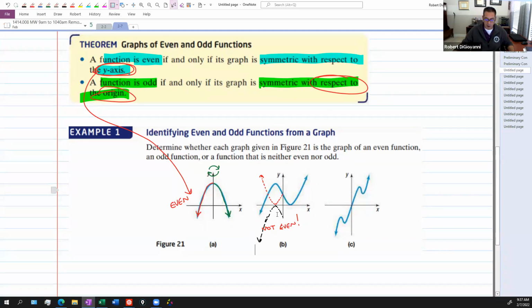Is that black part landing on top of this blue part? No, right? It's not. So it's not odd either, which means it is neither.